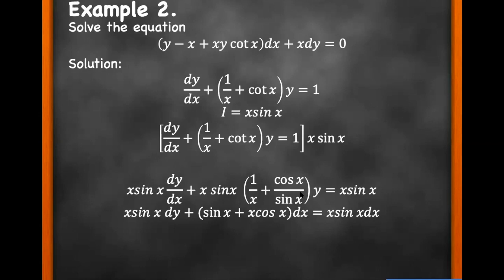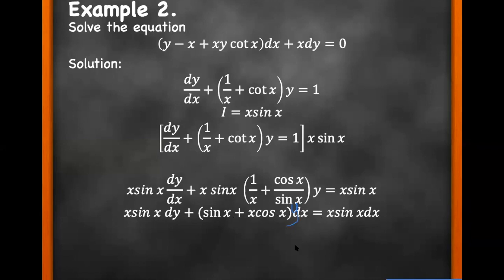So what happened here? Cotangent of x is equal to cosine of x over sine of x. That's the identity or equivalent of cotangent of x. So we can now cancel sine of x here, giving us x cosine of x, of course, times dx. Oh, we forgot y here. So we should put y. There you go. So we've forgotten y.